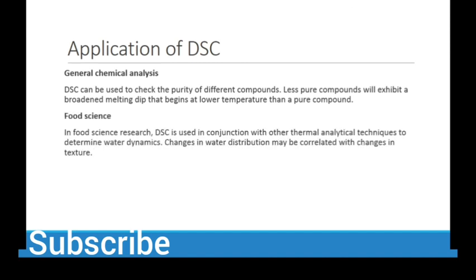For food science, in food science research, DSC is used in conjunction with other thermal analytical techniques to determine water dynamics. Changes in water distribution may be correlated with changes in texture.